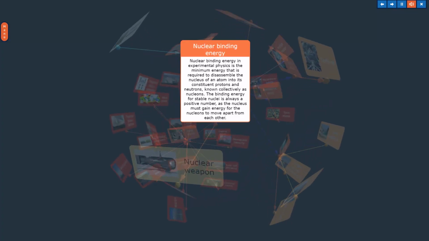Nuclear binding energy. Nuclear binding energy in experimental physics is the minimum energy that is required to disassemble the nucleus of an atom into its constituent protons and neutrons, known collectively as nucleons. The binding energy for stable nuclei is always a positive number, as the nucleus must gain energy for the nucleons to move apart from each other.